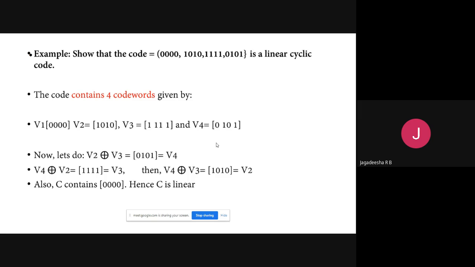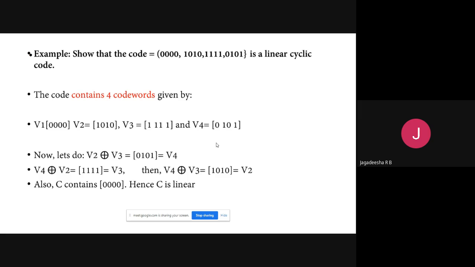Now let us consider V2 plus V3. What's the result? When we add V2 and V3, we will be XORing bit by bit. First bit of V2 and first bit of V3: 1 and 1. What is the result? 0. Second bit of V2, second bit of V3: 0 and 1. It's 1, right? Third bit: 1 and 1 is 0. Fourth bit: 0 and 1 is 1. So V2 plus V3 is 0, 1, 0, 1.